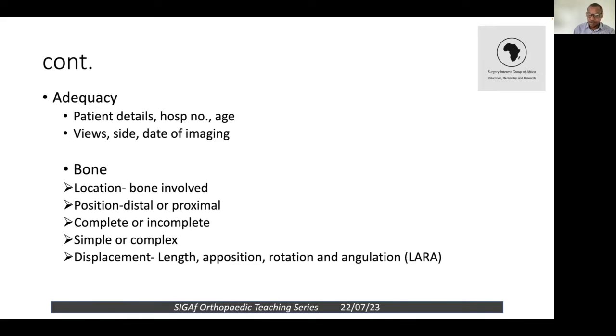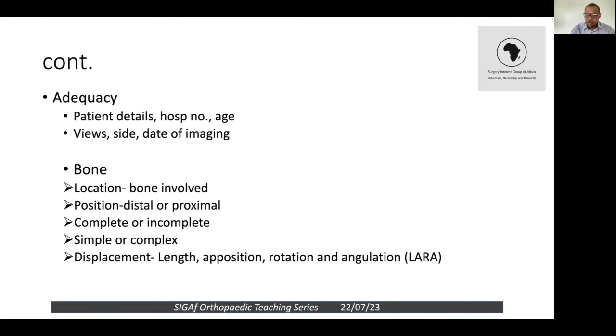Look at the location. So you want to describe the bone that is involved. You want to look at the position. Is it happening at the distal aspect of the radius or proximally? You want to describe if this fracture is complete or incomplete. You want to use terms such as, is it a simple fracture or is it a complex fracture? There are some important aspects that you're seeing from the fracture.